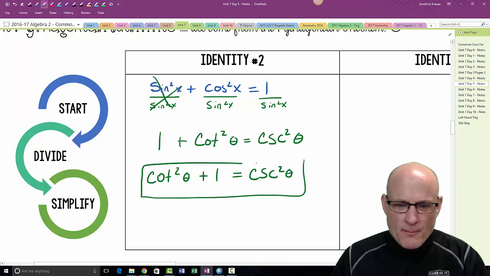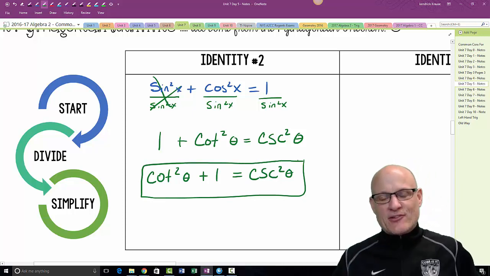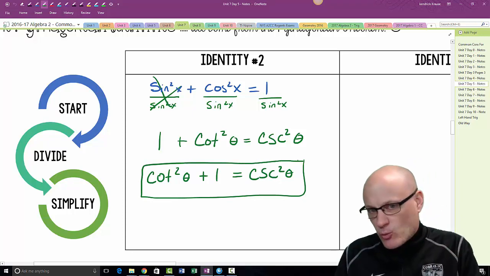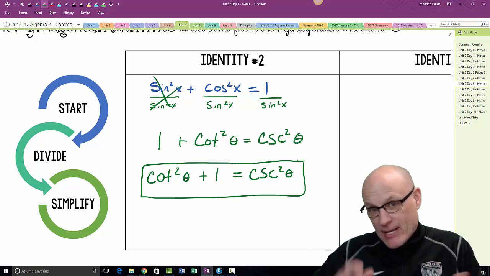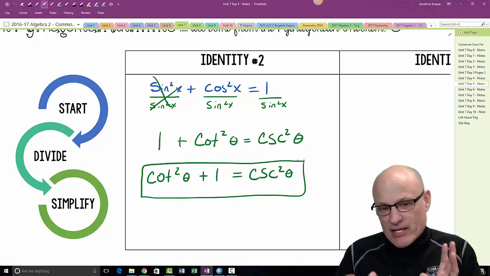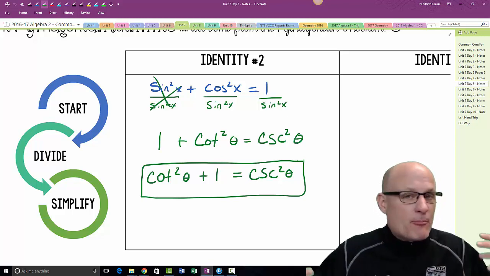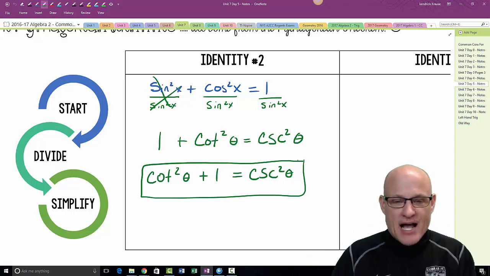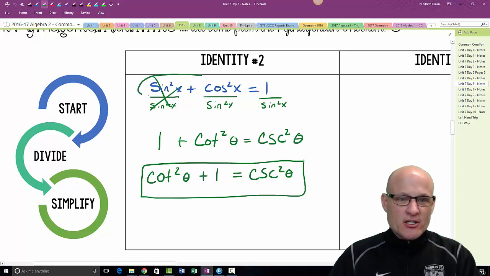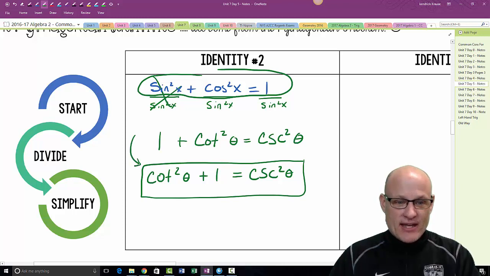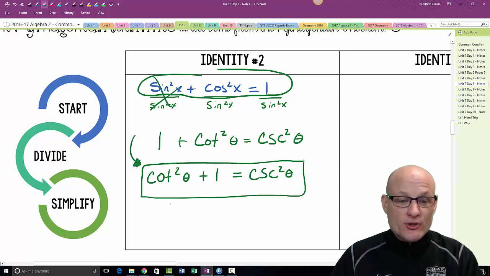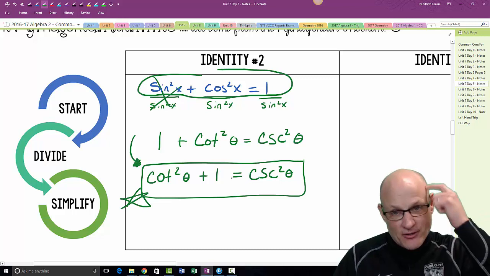This is one of the things that mathematics is all about. I can understand one idea. Can I manipulate it by doing a mathematically legal thing like dividing by sine squared and come up with something totally new? I started up here with sines, cosines, and 1s. I don't have any of that down here, but I've created a new trig identity that needs to go in the brain book.